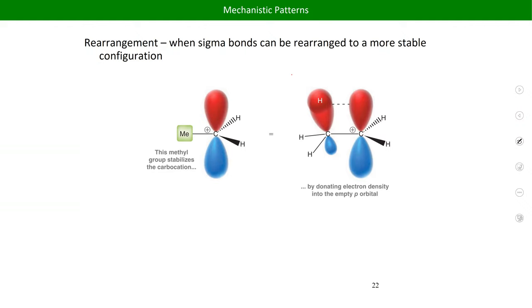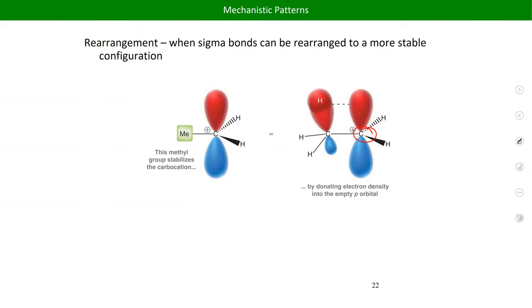It's not as common, first of all, which is helpful. It's a little trickier to wrap your head around. But sometimes you can make an intermediate, especially when it comes to carbocations. You can make an intermediate that's not very stable. So for instance, if this carbon here has another carbon next to it, we talked about that hyperconjugation, right? About having more substitutions around the carbocation partially stabilizes it because it kind of donates some electron density into that empty p orbital.